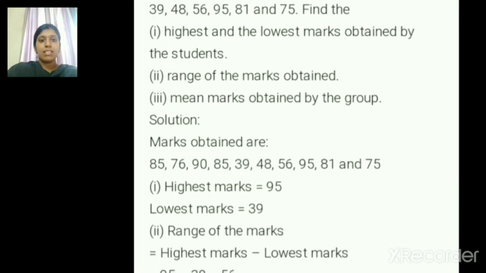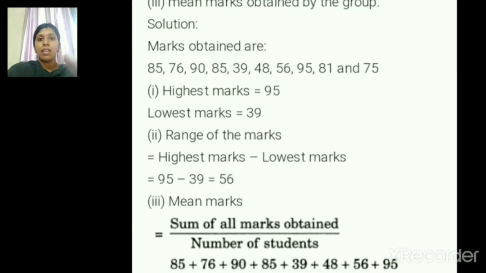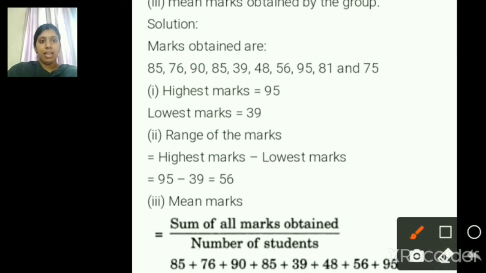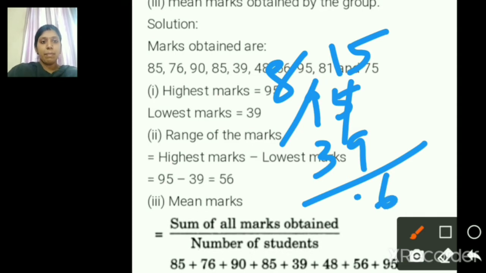Next one is range. What is the formula for finding range? I told you, we have to subtract the lowest value from the highest value. So here, highest mark minus lowest mark. So 95 minus 39. When you subtract, 9 will become 8, this will become 15. So 15 minus 9 will be 6 and 8 minus 3 will be 5. So 56. The range is 56.